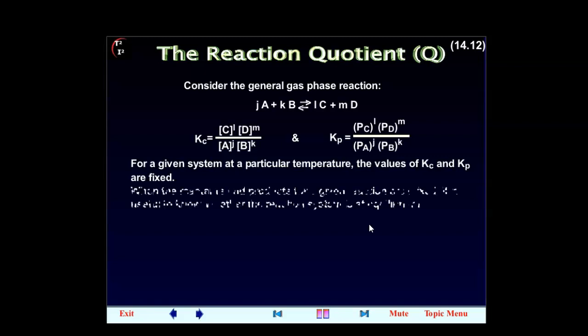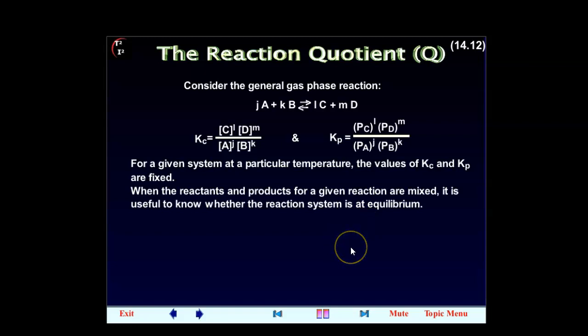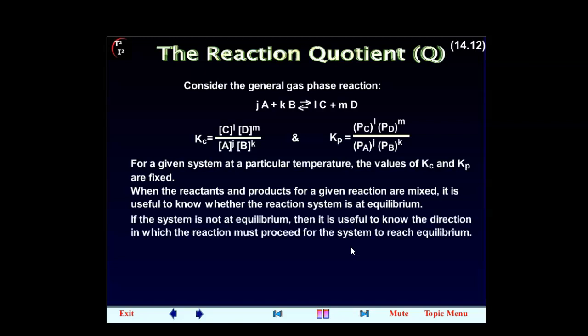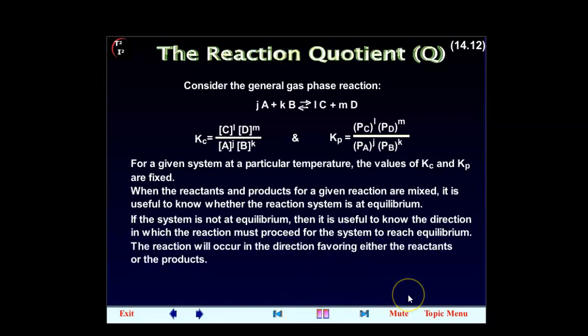For a given system at a particular temperature, the values of K sub C and K sub P are fixed. When the reactants and products for a given reaction are mixed, it is useful to know whether the reaction system is at equilibrium. If the system is not at equilibrium, then it is useful to know the direction in which the reaction must proceed for the system to reach equilibrium. The reaction will occur in the direction favoring either the reactants or the products. Now, does that make sense? Let's read it slowly and try to digest it.